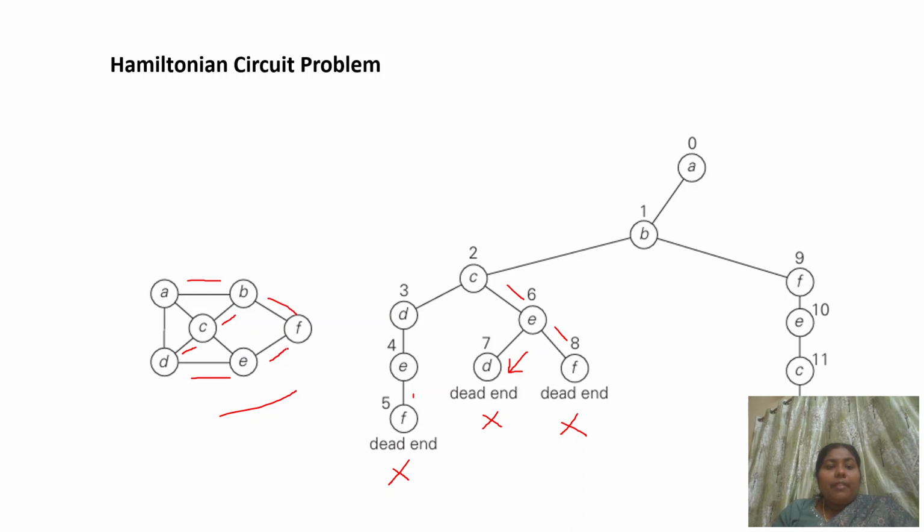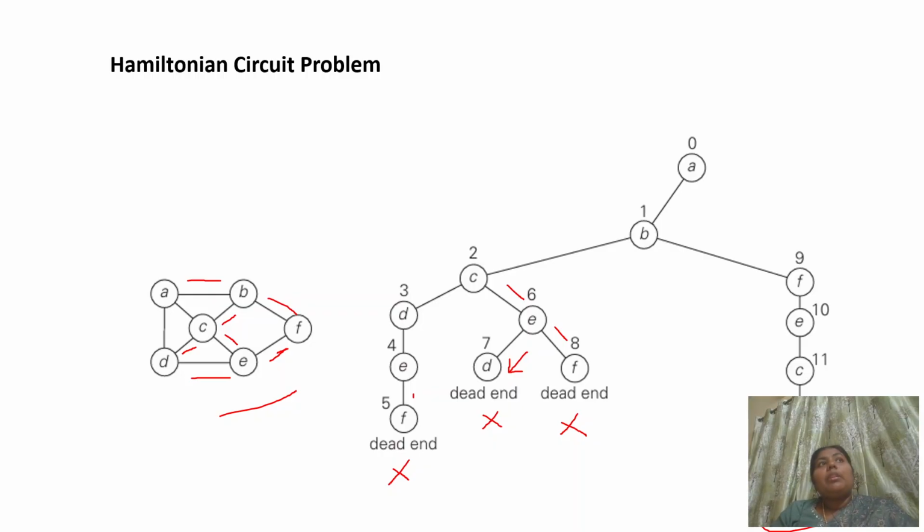From F, I am just going to E. From E, I am just going to C. From C, I am just going to D. From D to A. So this is nothing but a solution. So this is one of the Hamiltonian circuits I am just getting here.